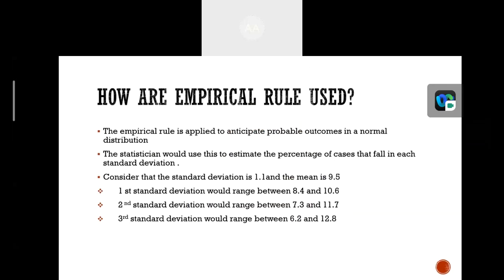How is this empirical rule used? The empirical rule is applied to anticipate the probable outcomes in a normal distribution. The empirical rule can only be used in terms of normal distribution.